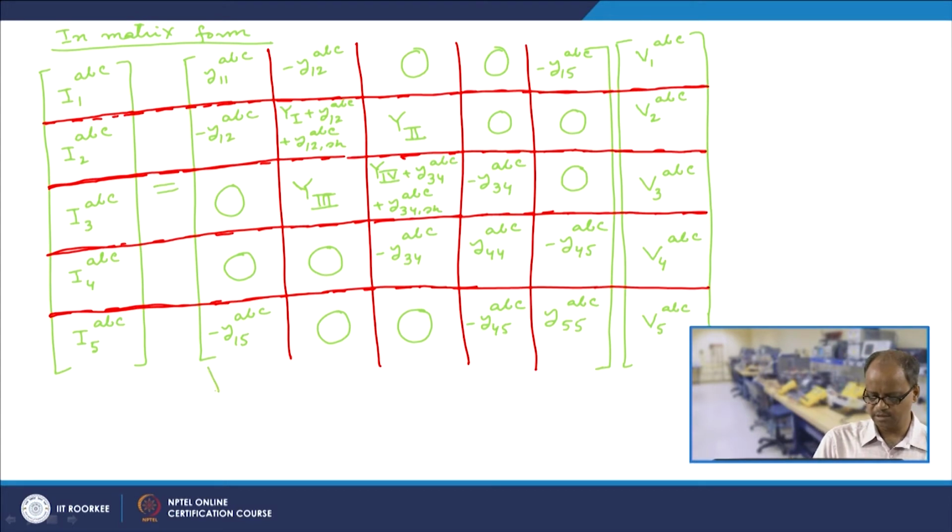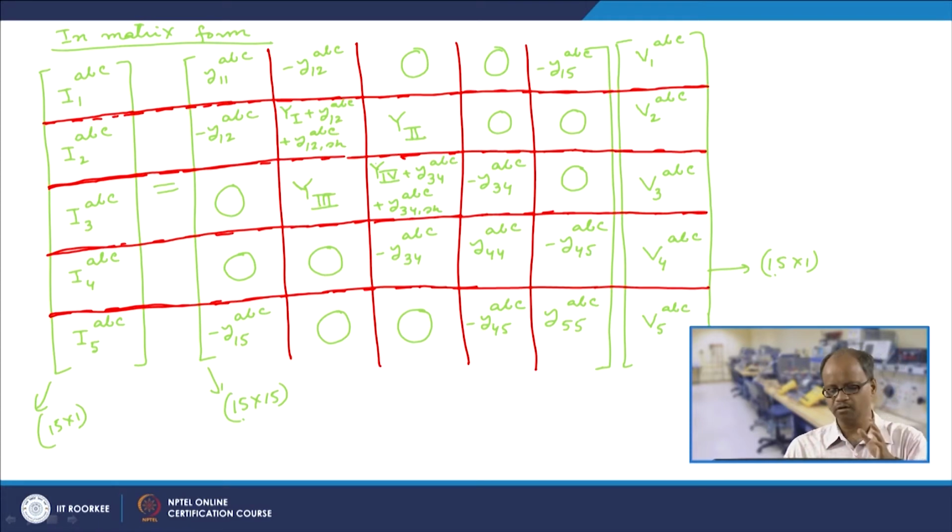So, we can see that it is a 15 cross 15 matrix as usual, because this is a 15 cross 1 vector as usual. This is also a 15 cross 1 vector. Now here you can see that these matrices Y1, Y2, Y3 and Y4 are already appearing here, but along with other elements.